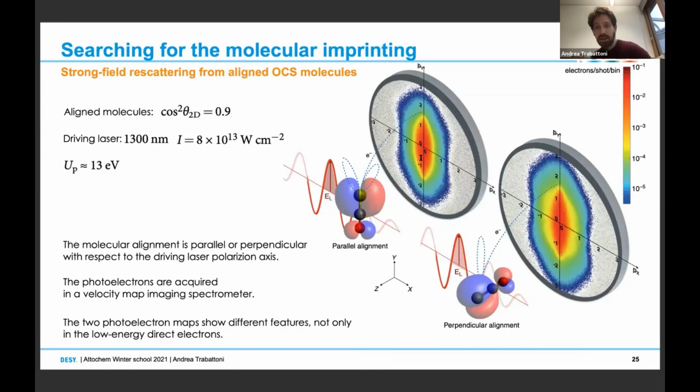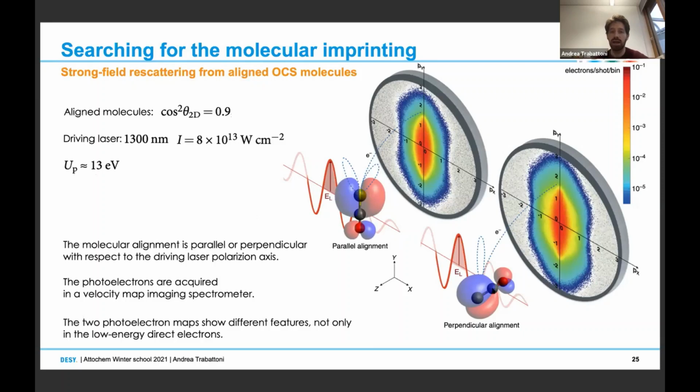here at DESY. And this work was performed in the laboratory of Jochen Cooper. And what we did was taking again OCS and preparing a cold ensemble of molecules and aligning them adiabatically with an alignment laser and confining them to a small angle distribution with a cosine square theta equal to 0.9. The maximum is 1, so really confined, really well aligned.